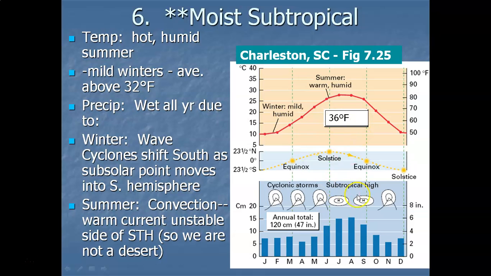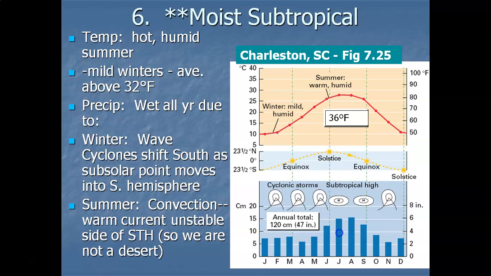Now, we talked about the gyres that are set up by the subtropical highs. And we made a very important conclusion about the gyres. If you are on the east coast of a continent, you should always expect a warm offshore current. If you're on the west side of a continent, you should always expect a cold offshore current. So these warm and cold waters definitely affect the precipitation regime. Now, this climate, as we're going to see, is always on east sides of continents. And so we're going to be affected by the warm ocean current, unstable side of the subtropical high.